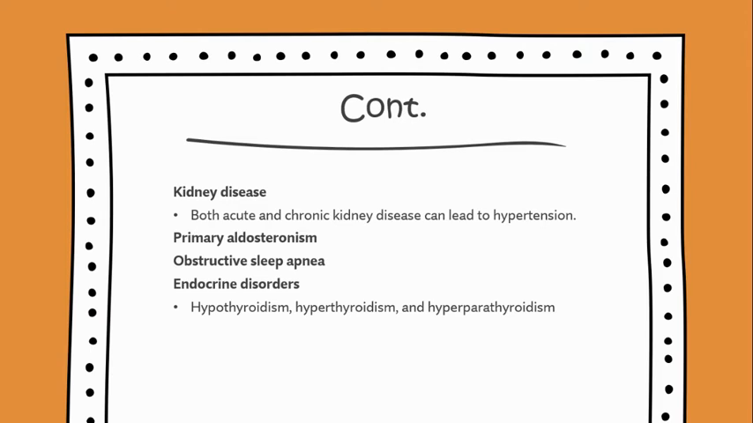Kidney disease, both acute and chronic kidney disease, can lead to hypertension. Primary aldosteronism, obstructive sleep apnea, and endocrine disorders, including hyperthyroidism and hyperparathyroidism.